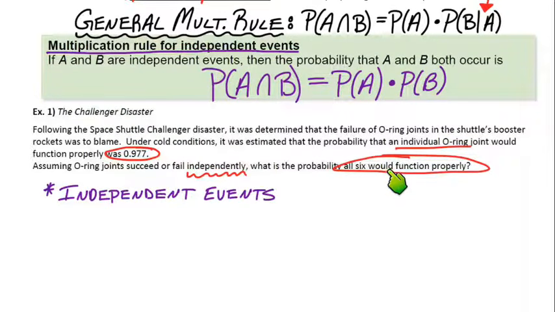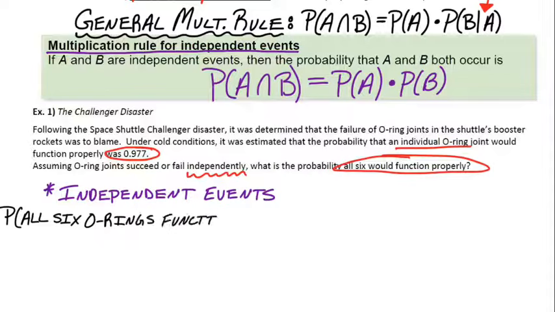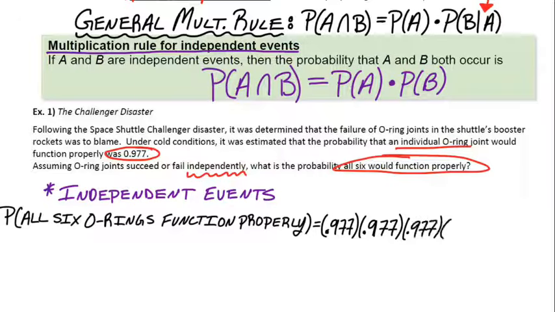Okay, so the first take home from this is that they're independent events. And we actually need all six to function properly. Each one has an individual probability of 0.977. So what's the probability that all six O-rings function properly? Well, since we just learned the multiplication rule, we can simply multiply the probability for each O-ring 6 times in a row. That's just 0.977 to the 6th power.